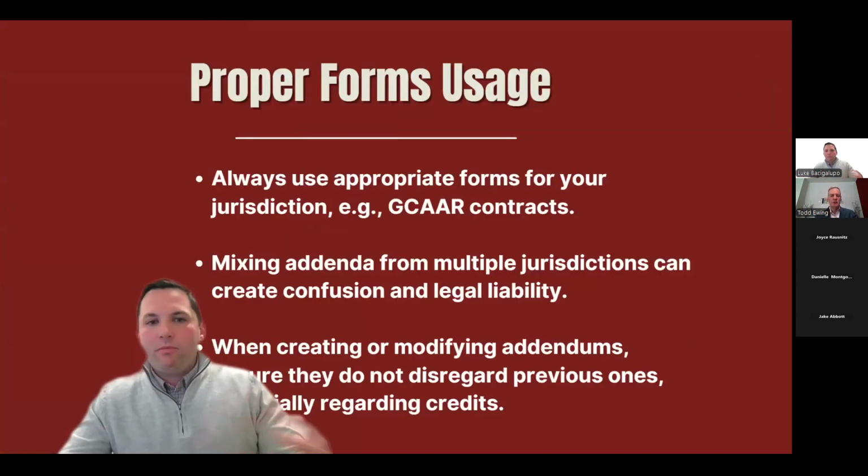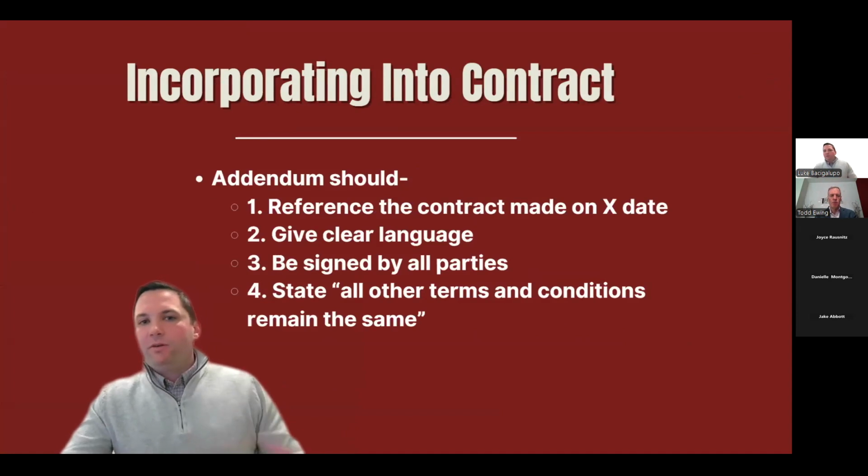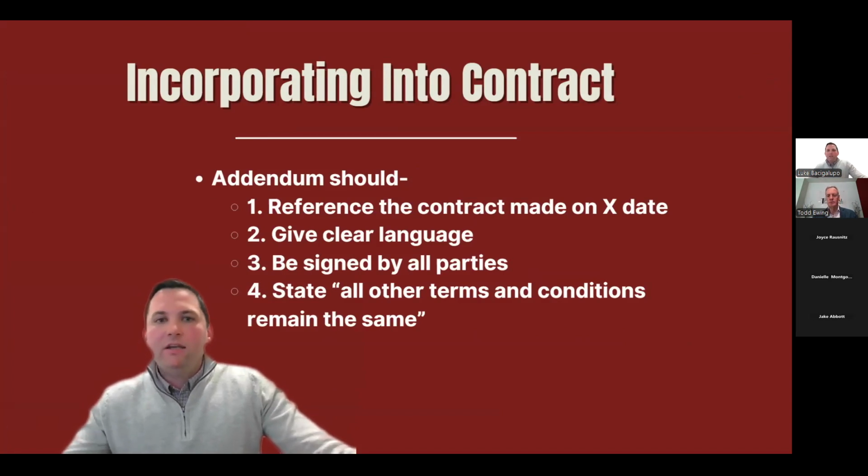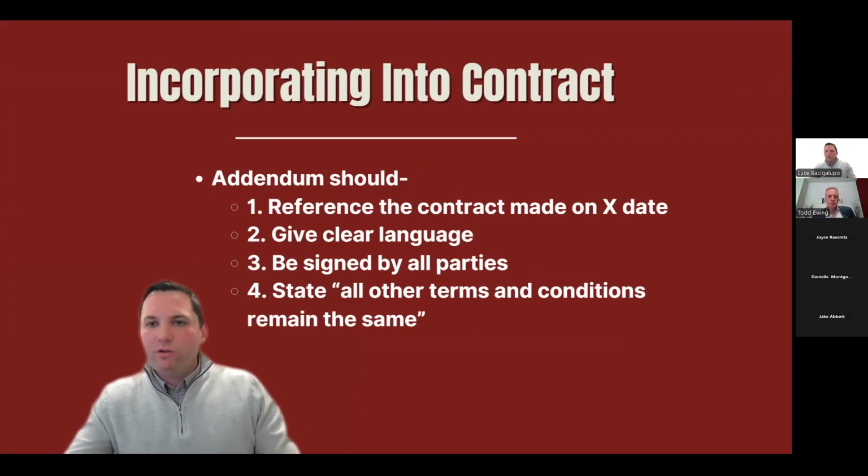So we'll get here, proper forms, just went over that. So an addendum should always be incorporated into your contract. So obviously that means you're making it part of the existing sales agreement. So you should always reference the contract that was made on the date it was ratified. Typically, you'll want to go in there and put in the property address. And I know many of the standard forms have that, but make sure you're doing that because we want to incorporate it into the most recent agreement.